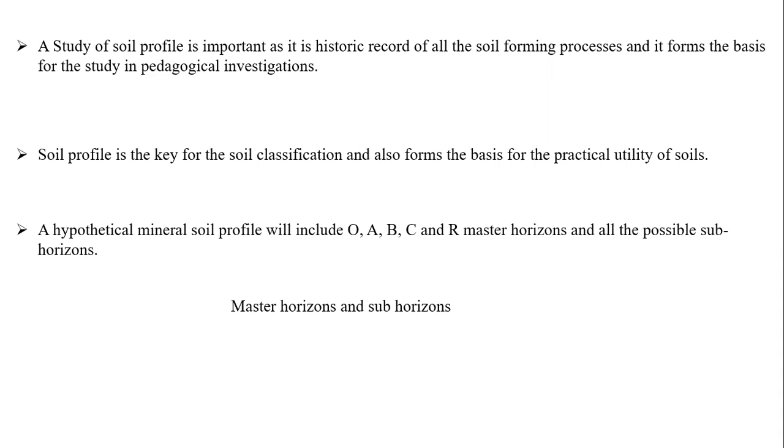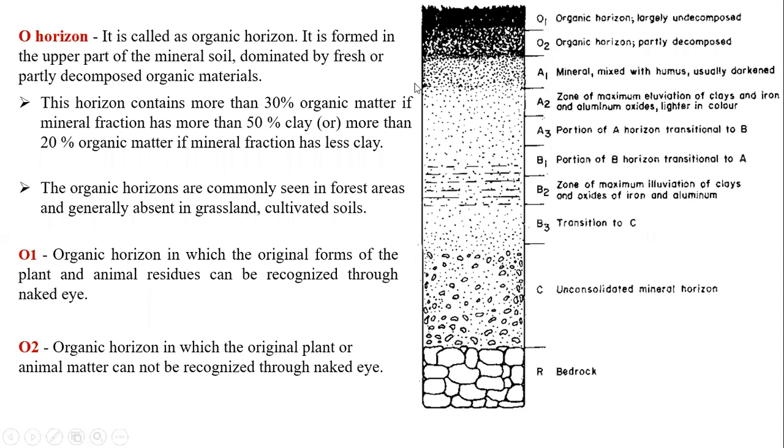An agriculture graduate will mostly use it for agriculture applications, or an engineering student can use it for engineering applications. Overall, students, hypothetically, as I said, there are O, A, B, C, and R. These are the master horizons. Below that, there are also sub-horizons. So there are two types of horizons: master horizons and sub-horizons. Now we will see what those are. This is a typical image, a rough image of the horizon profile. These are the different layers or horizons. Now we are going to see them one by one.